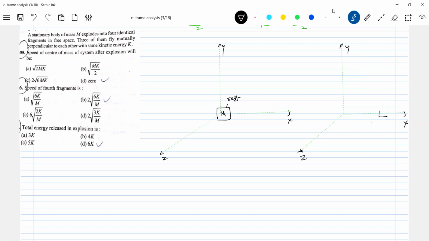So shall I put m by 4 here? One fragment m by 4, another m by 4, another m by 4. And since kinetic energy is the same, they must have the same speed: vx, vy, vz, and vx equal to vy equal to vz equal to v.